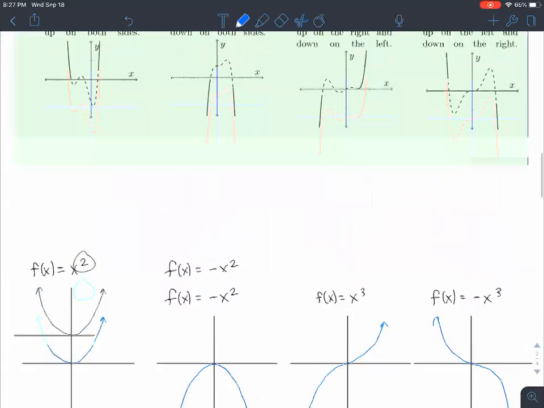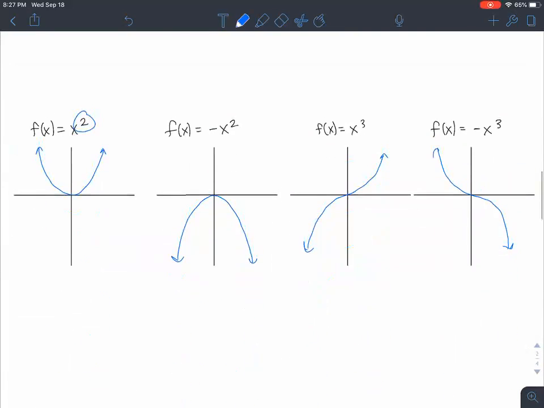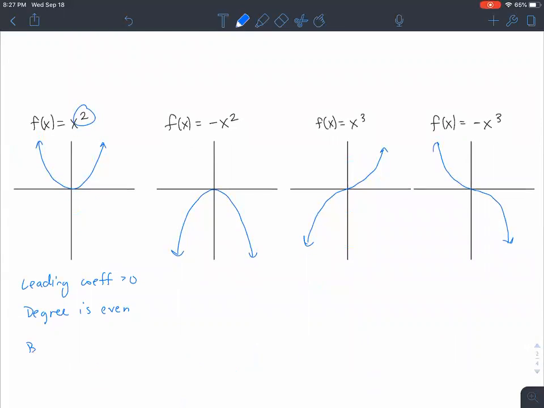So if you read the chart above, if the degree is even and the leading coefficient is positive, then both of my tail ends will point up. Leading coefficient is greater than 0. Degree is even, so both point up.